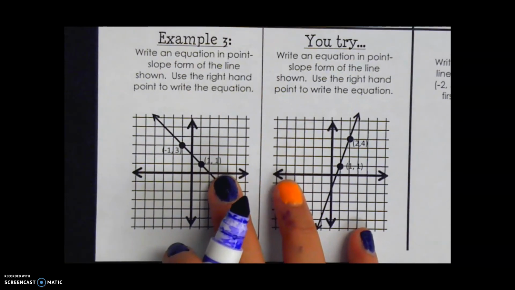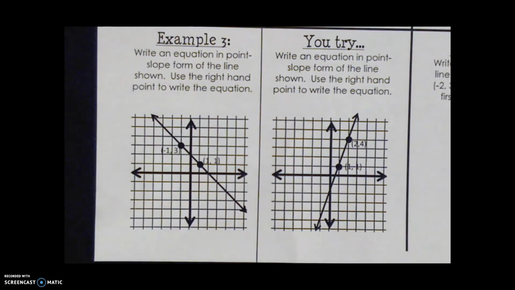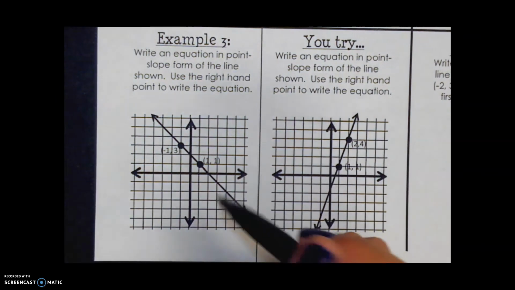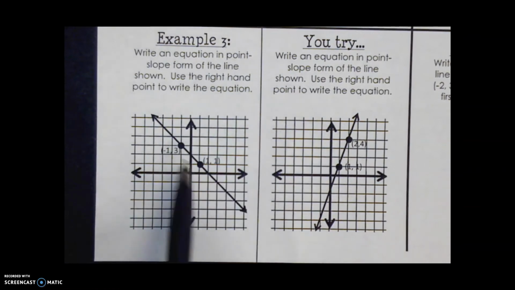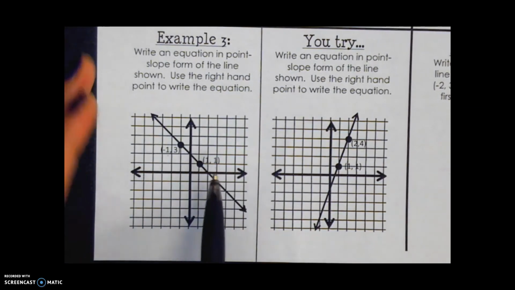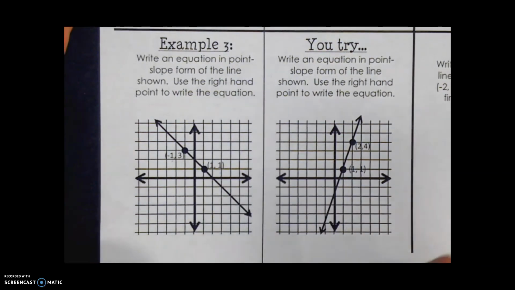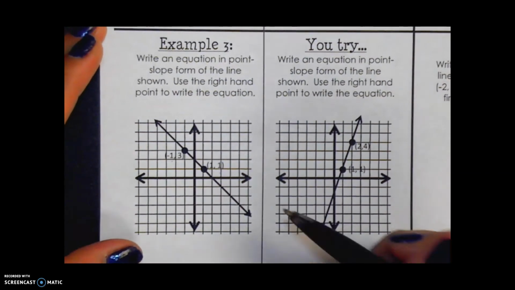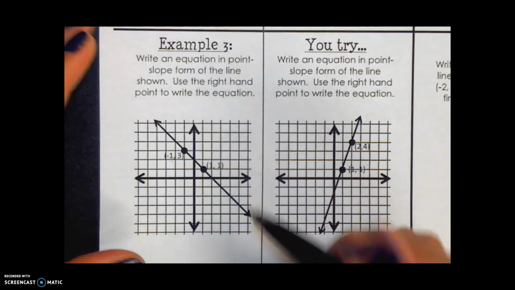Next example. This time they give us a graph. So they give us the graph and they say, hey, write the equation in point-slope form. They give us 2 points. We only need 1. We can pick either one. It doesn't matter. But if it's point-slope form, we have a point. We need the slope still.